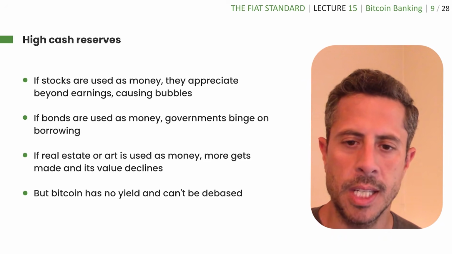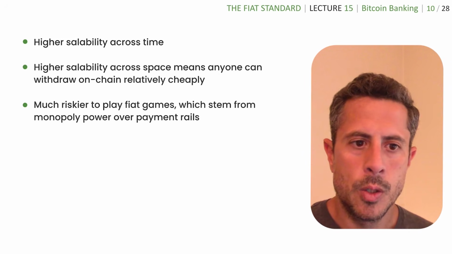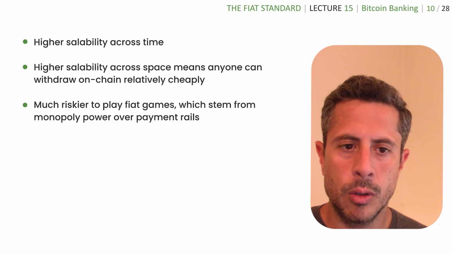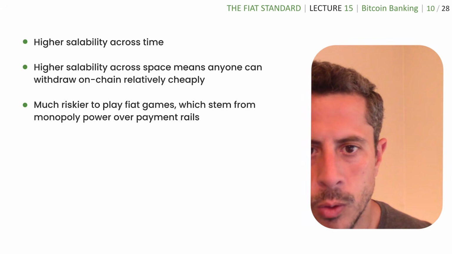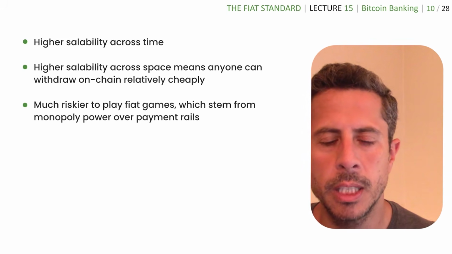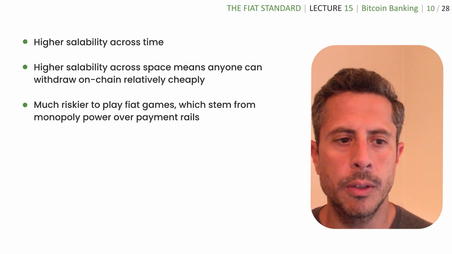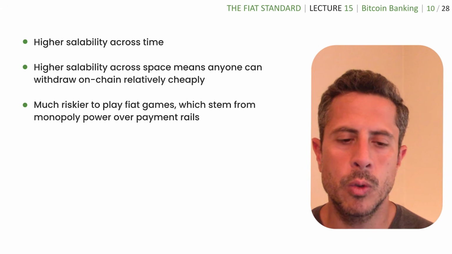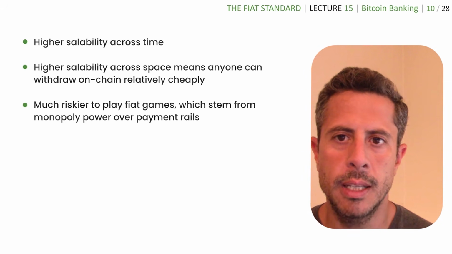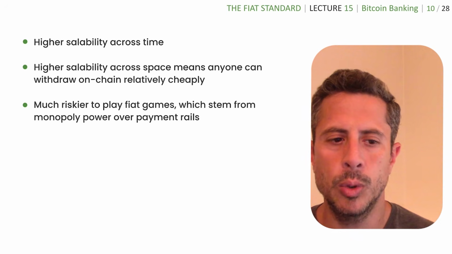But you can't escape consequences forever. So Bitcoin also has higher salability across time, which means you can save wealth across time very well. It holds on to value because nobody can make more of it, nobody can debase it. So it's similar to gold in that regard. And it has higher salability across space, which means that anyone can withdraw on chain relatively cheaply and take custody of their asset at any point.